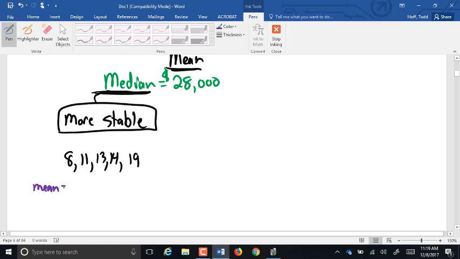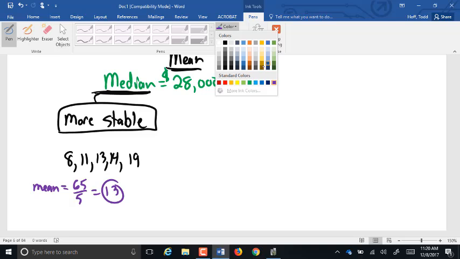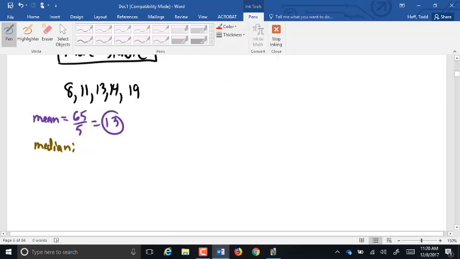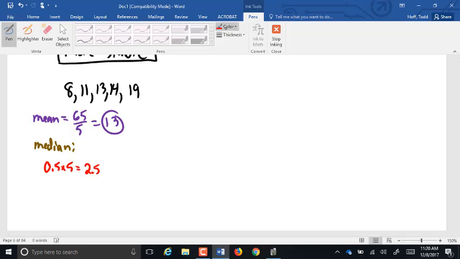The mean, if I add those up: 8 plus 11 is 19, plus 13 is 32, plus 14 is 46, plus 19 is 65. Divided by 5 is going to be a mean of 13. My median? Well, what's n here? 5. So 0.5 times 5 is 2.5, which tells us the median is in the third number. We round it up, right? So the median is 13.